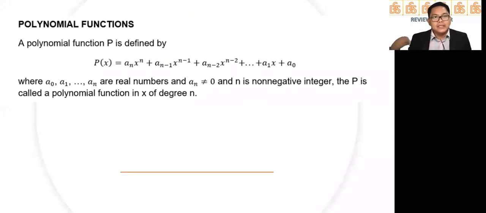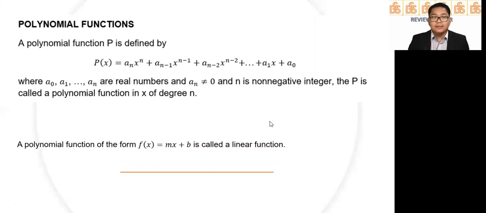Okay, so this is the polynomial function, the equation. As you see here, a polynomial function is a function with exponents in decreasing order, from the highest exponent up to the constant number, where a sub 0, a sub 1, up to a sub n are real numbers, and a sub n should not be equal to 0. And n is a non-negative integer. So the p is called the polynomial function in x of degree n.